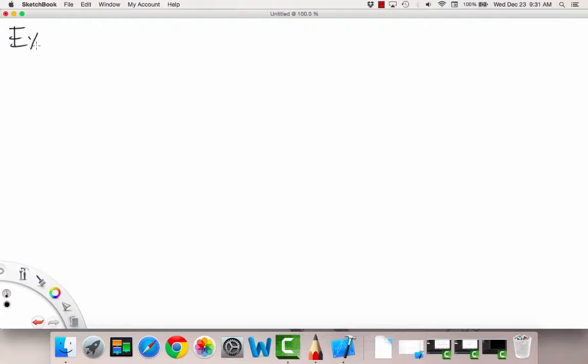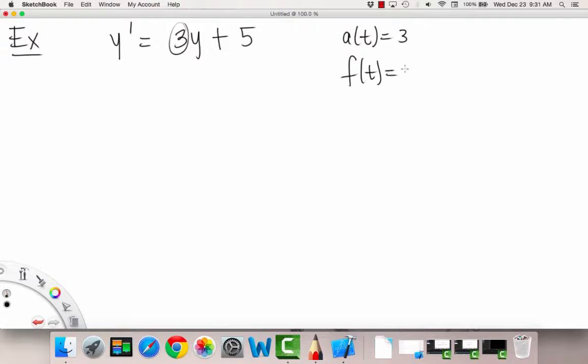Yeah. So let's walk through an example here. Let's say we're given something like y prime is equal to 3 times y plus 5. That looks easy enough, right? It looks pretty linear to me because we have this y prime, the first derivative of the function, equal to some function of t. So our a of t could be equal to 3, and our f of t is equal to 5. No big deal. There are just no t's there, which is fine.